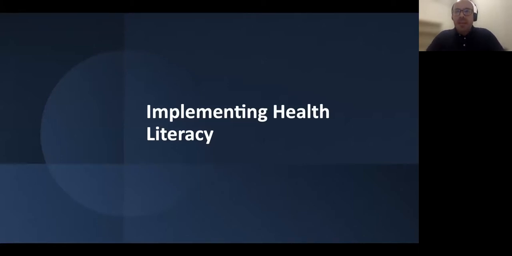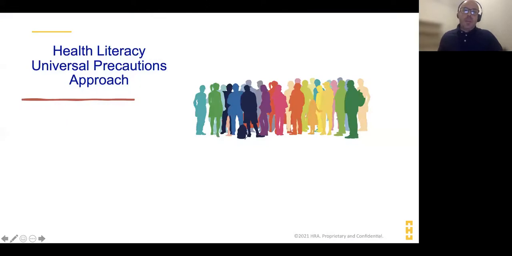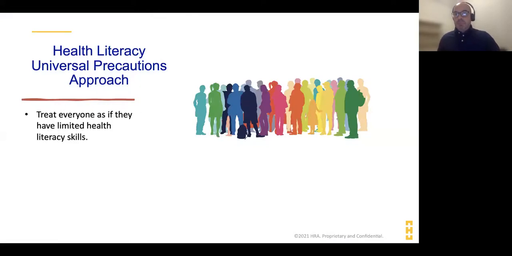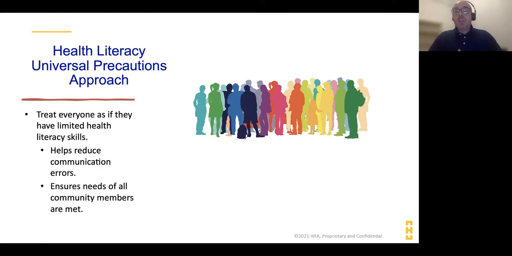So how do we implement health literacy into our organizations and personal workflows? How does one do health literacy? Obviously, we've talked about it as a theoretical construct, and its impact on patients, but there's this whole other component to it, that is employing the best practices of this area to improve communications. And the first step is to aim to create a universally acceptable communication.